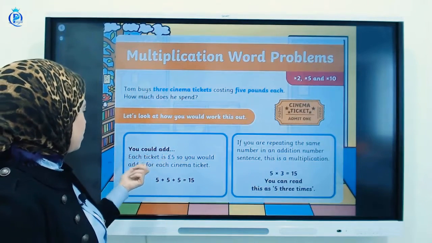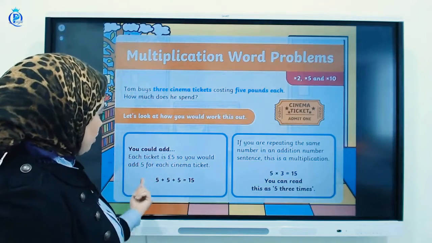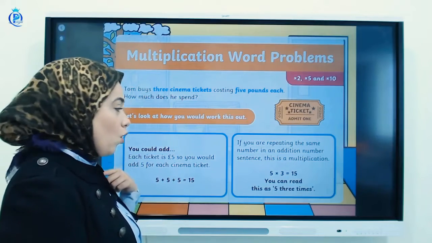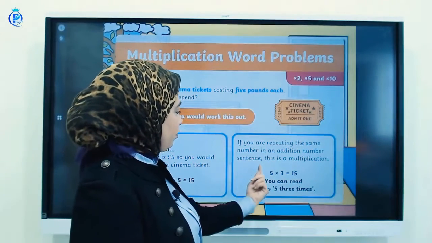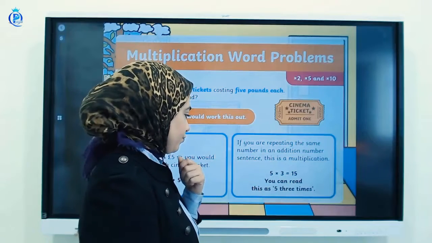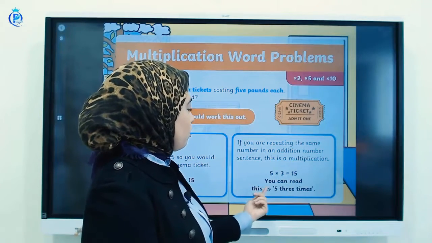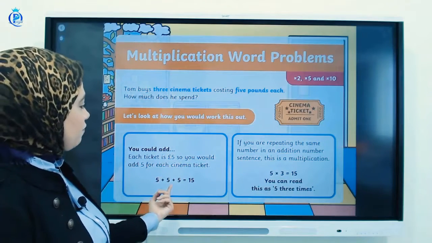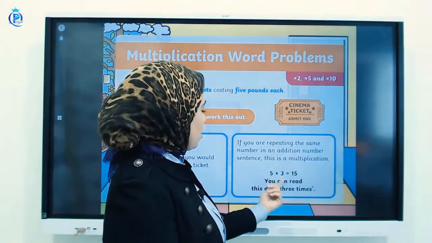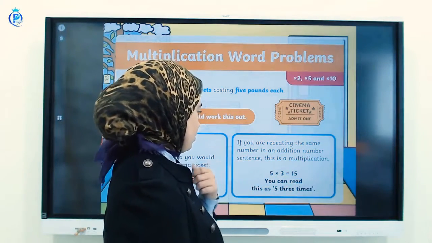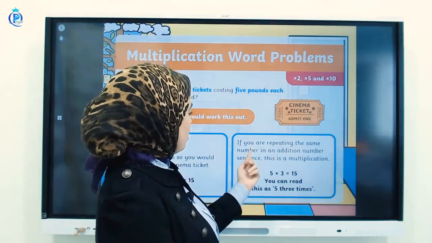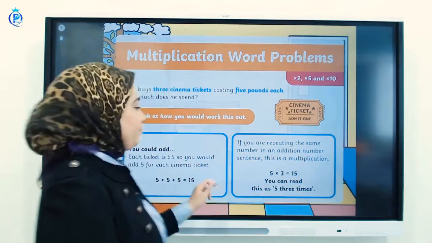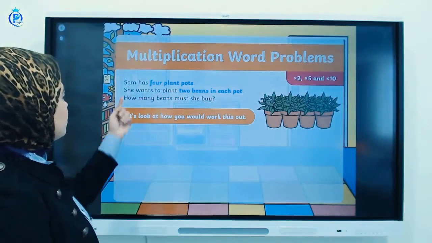We can add each ticket, so you would add 5 plus 5 plus 5, which is equal to 15. Or I can multiply 5 times 3. So this is 5, 3 times. So I can make 5 plus 5 plus 5, or 5 times 3, equal to 15. If you're repeating the same number in an addition number sentence, this is a multiplication.